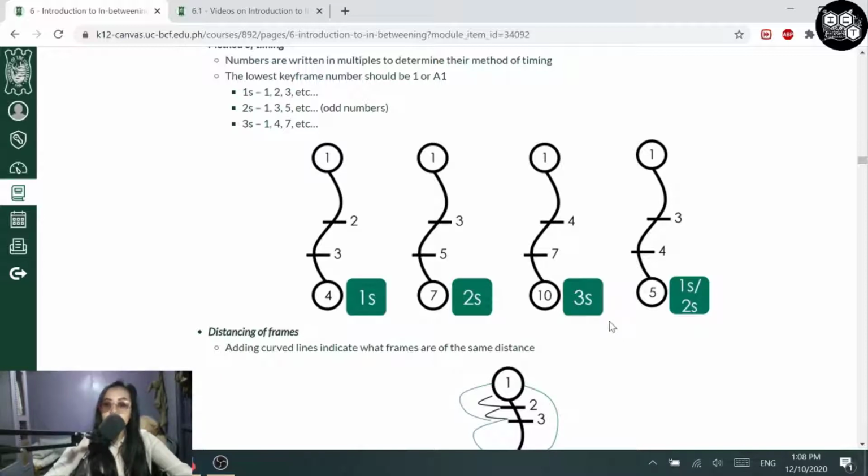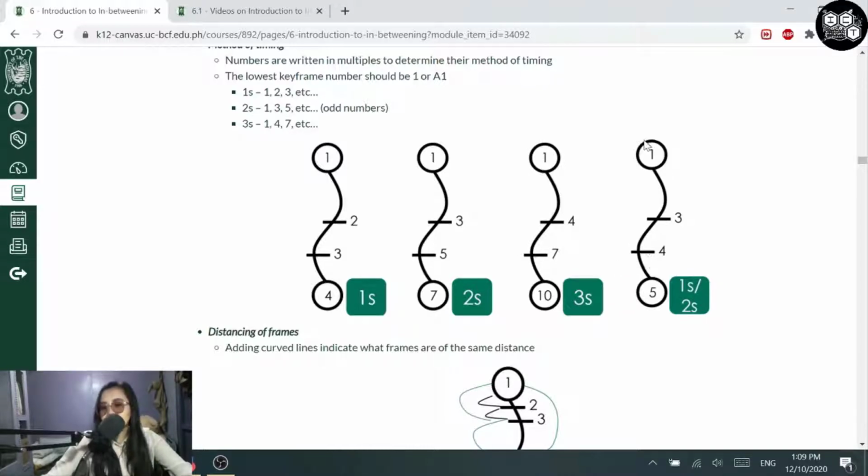It is also possible for one keyframe to have more than one type of method of timing. So for example, you have 1, and then the next in between right here is 3. So you don't really see where the 2 is, but you can determine that this is a 2's. But when you move from 3 to the next in between, you have 4, which is 1's. And then from 4 to 5, you also have 1's right here. So it depends on what the keyframe artist believes is more appropriate, on what type of method of timing they'll be using.